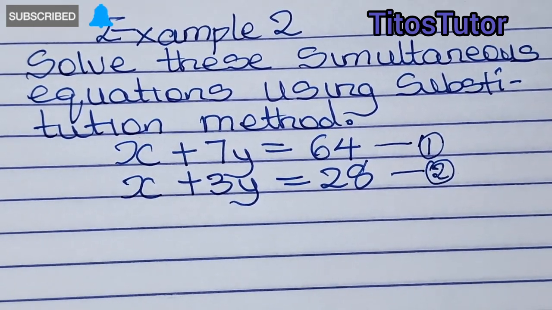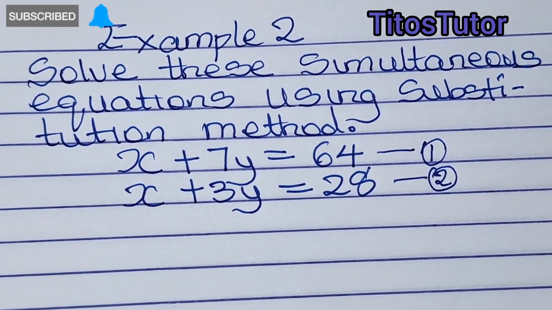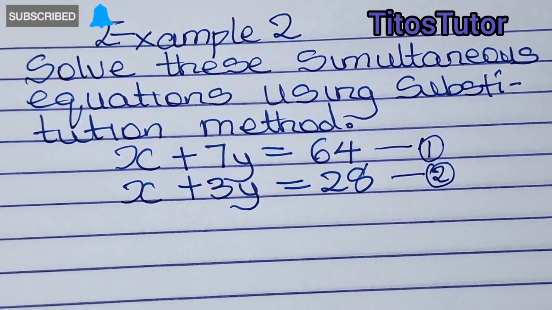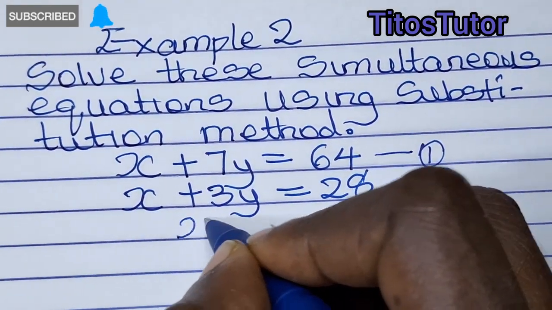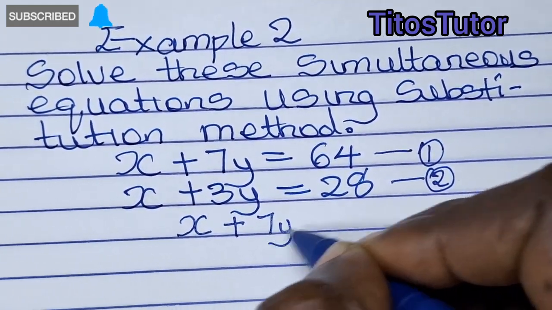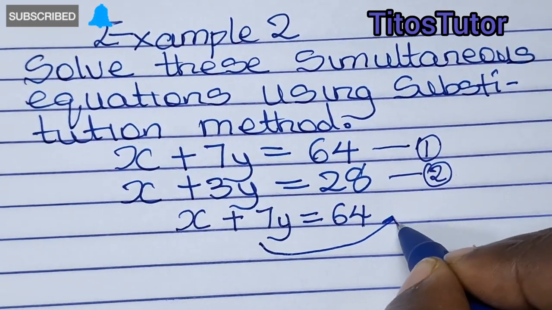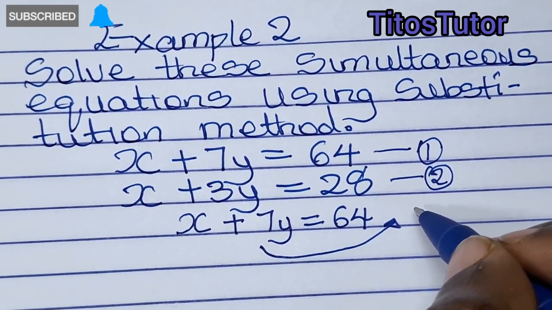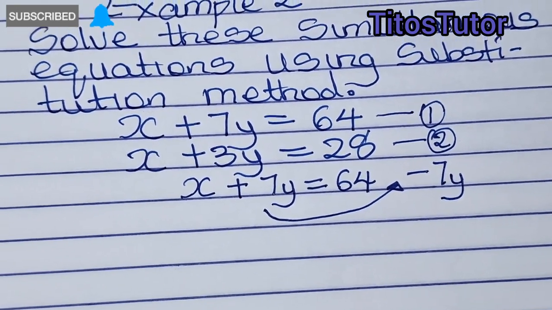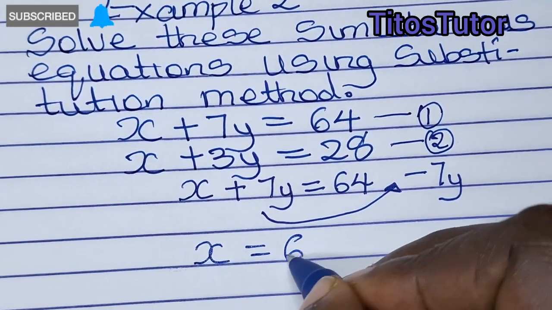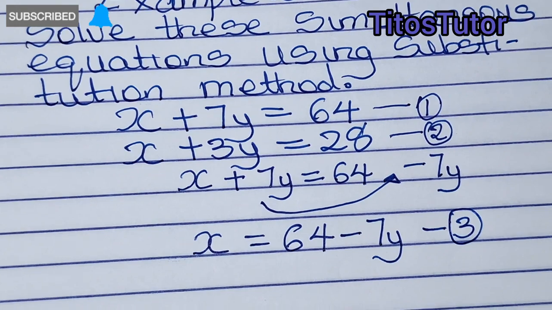Now I have my two equations. First step is to make one of the variables the subject of the formula in any of the two equations. I choose equation 1 and I'm going to make x the subject of the formula. So let me write that equation again. x plus 7y is equal to 64. I want x to stand on its own, so y goes to the other side. Plus 7y turns into negative 7y because it crosses an equal sign. Okay, so x is on its own and I have 64 minus 7y. I can label this equation 3 if I choose to.